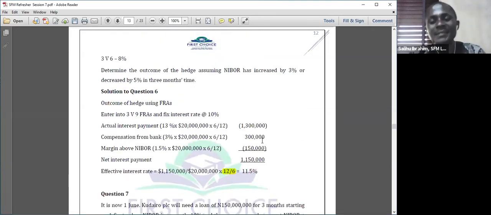Someone is telling me 1.3 million minus 300,000 is 1 million. So do you want to throw away this 150,000? You are seeing everything there now. This is payment. This is received from the bank. So this one minus this is what? 1 million. What about this 150,000? The 150,000 is there now.